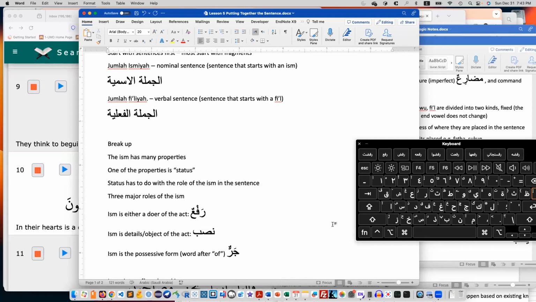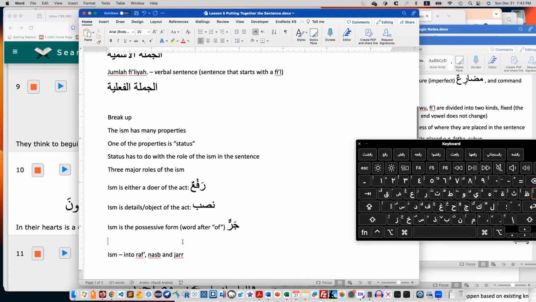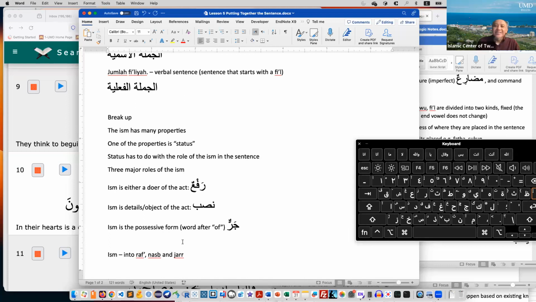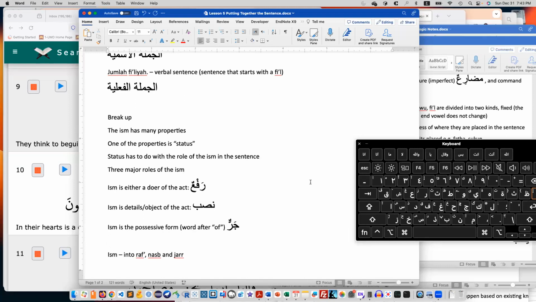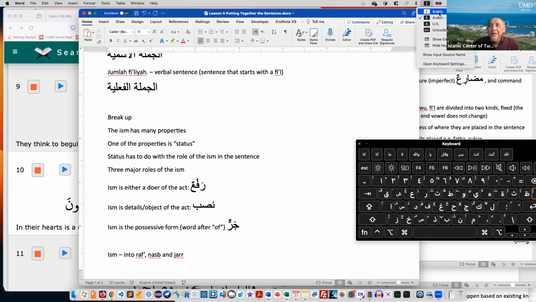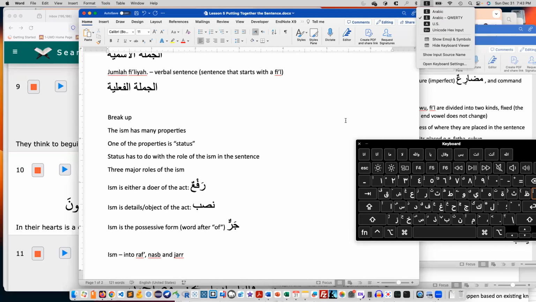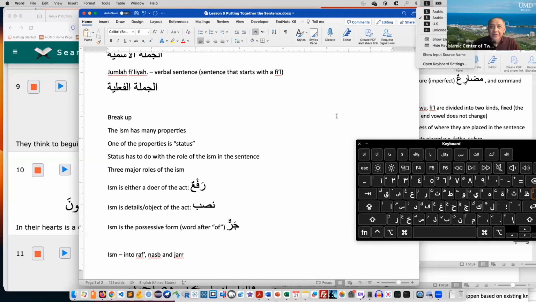Brother Nick is asking, I think status is صيغة الرفع النصب الجر. Sigha, that's right. Sigha to rafa. Very good. When you say doer in Arabic, it's fa'il, the doer. Then the object is مفعول به, and the last one is صيغة الملكية, possessive, for jarrun. Very good.